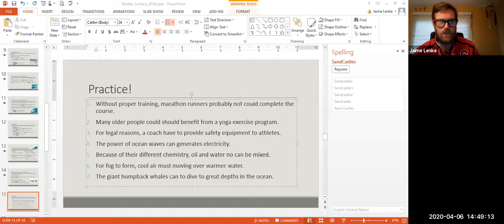Which is not there, never mind. Okay. Don't look at your handout, look at this. So it says, "Without proper training, marathon runners probably not could complete the course." So how would I fix this sentence? And for this one, you're going to have to turn off your mics.